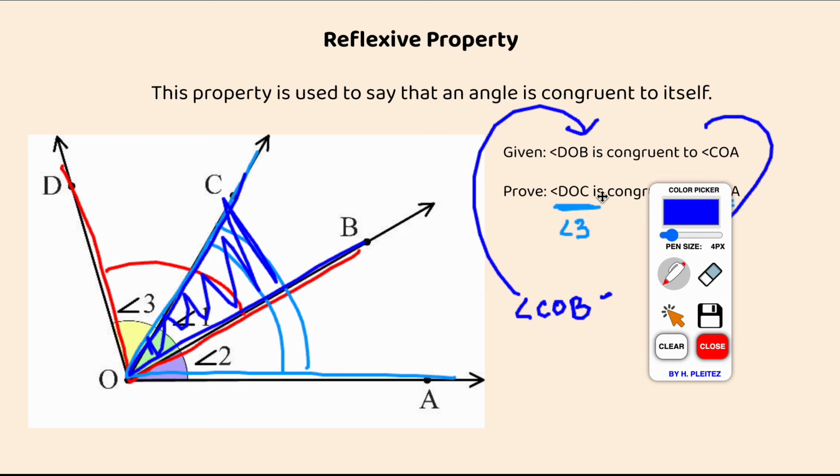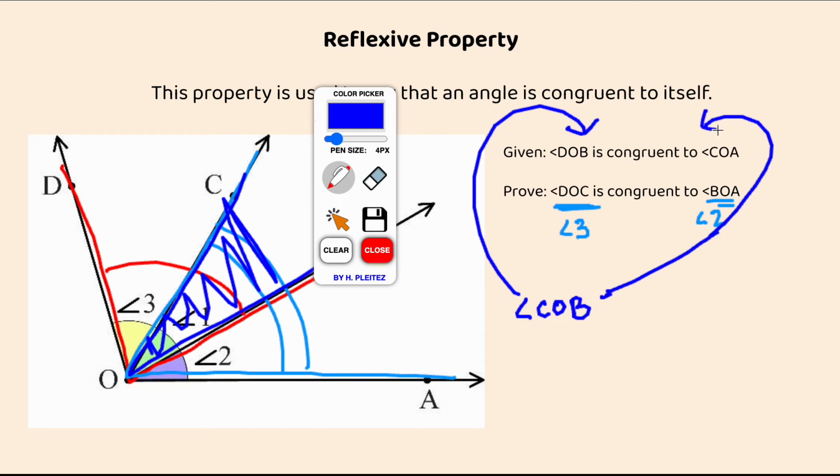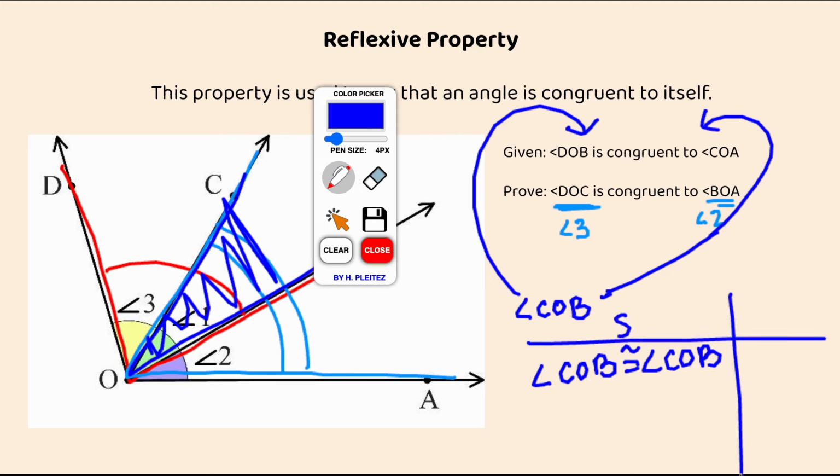So if that's the case, if we have pieces being shared, we have to use the reflexive property to help us. So we would say angle COB is congruent to angle COB, and that would be our statement. Our reason would just be the reflexive property. And again, you have to do this when you're having a piece that is shared.